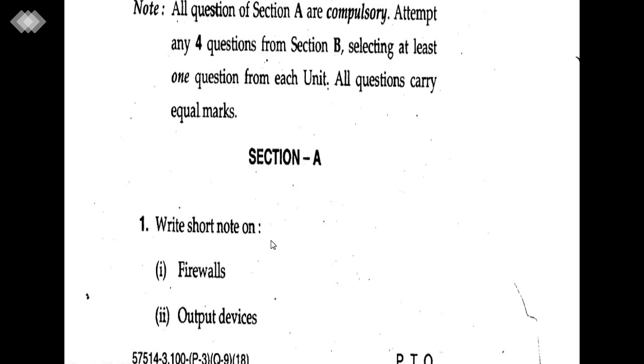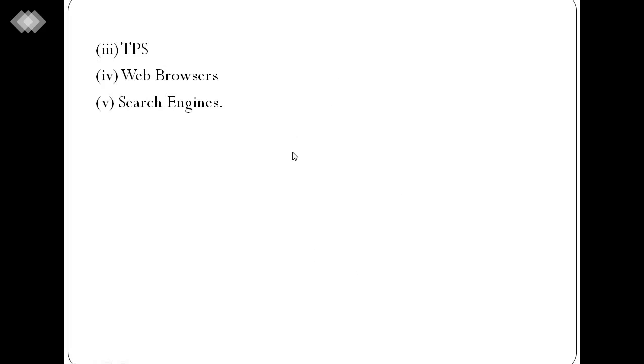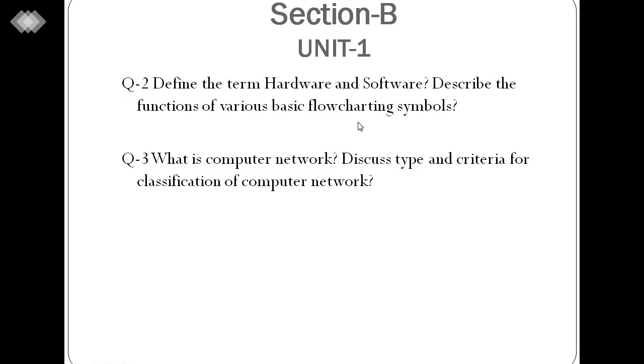We started solving short notes on firewalls and output devices. We have solved it. And then TPS, then web browsers and search engine. We have solved these. After that we started solving Section B, which is related to our unit 1. So the question is: define the term hardware and software and describe the functions of various basic flowcharting symbols. Question 3, what is software computer? Discuss type and criteria for classification of computer network.